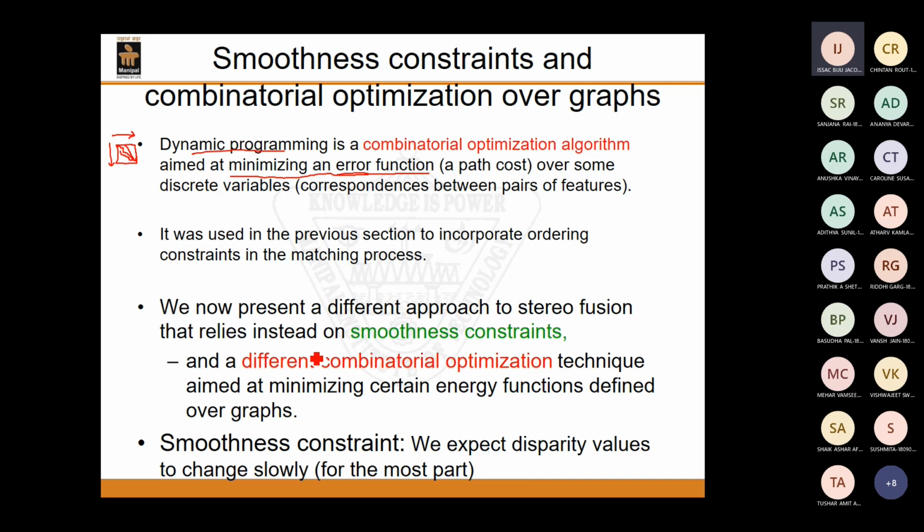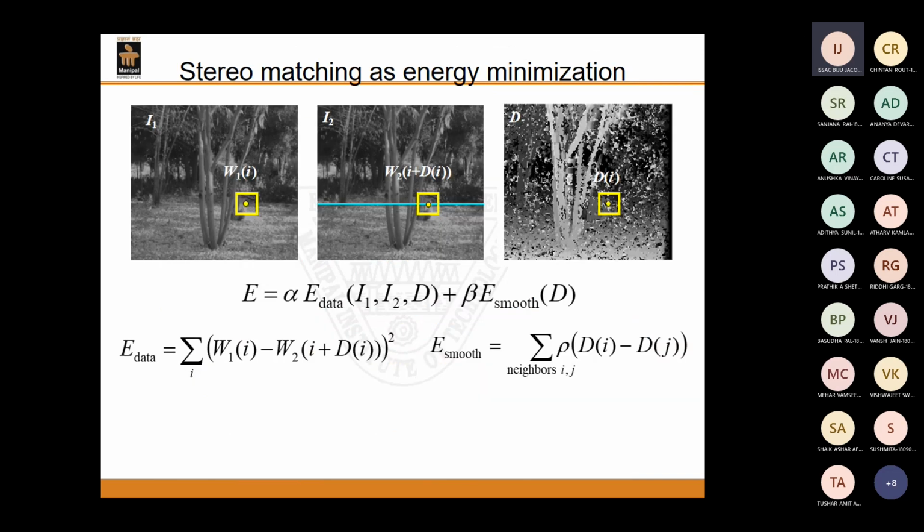Now, what we'll be discussing is the smoothness constraint. That is another approach to the binocular fusion technique. In the smoothness constraint, if you remember, we had been studying the disparity map. That is, if you are given a left image and a right image, you can calculate the disparity map. The disparity map is nothing but trying to find out the difference in the distance between each of the points in the left image and right image.